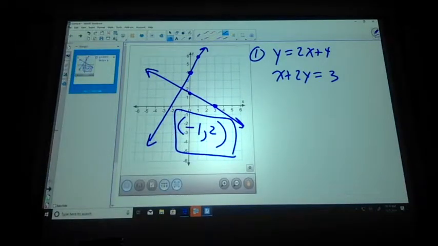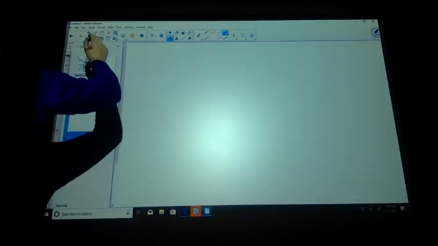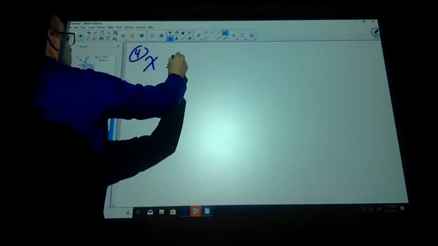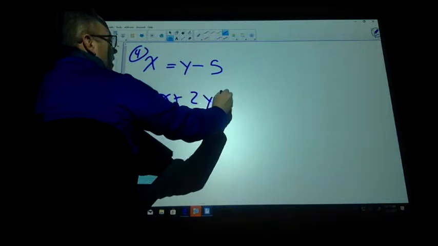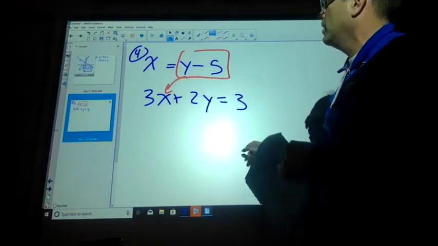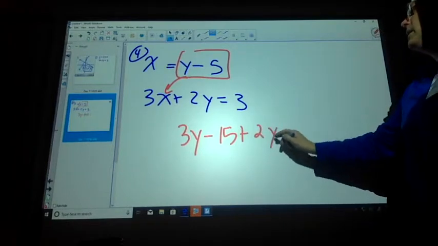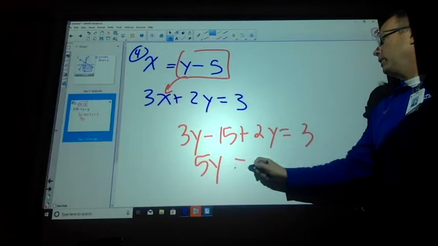That's where they cross. And what other one you said? 4? Yep. All right. 4, they want us to do technique of our choice. Okay, so this is number 4. We have x equals y minus 5, and 3x plus 2y equals 3. I would personally use substitution on this, where I take that, plug it in there. So that's going to give me 3y minus 15 plus 2y equals 3. So that's going to be 5y, add 15 to bring it over.